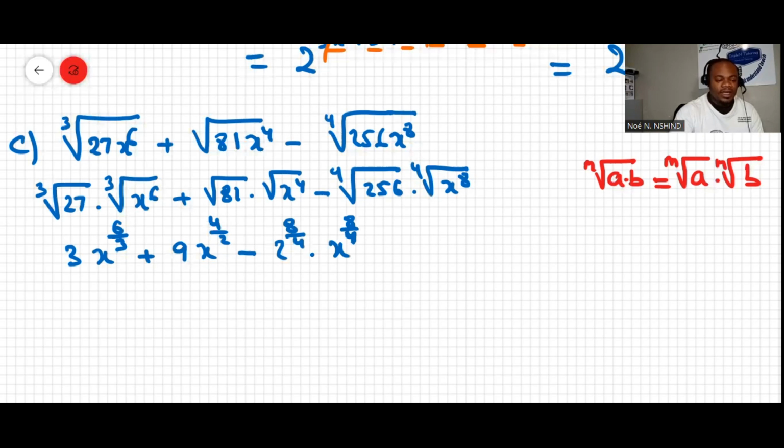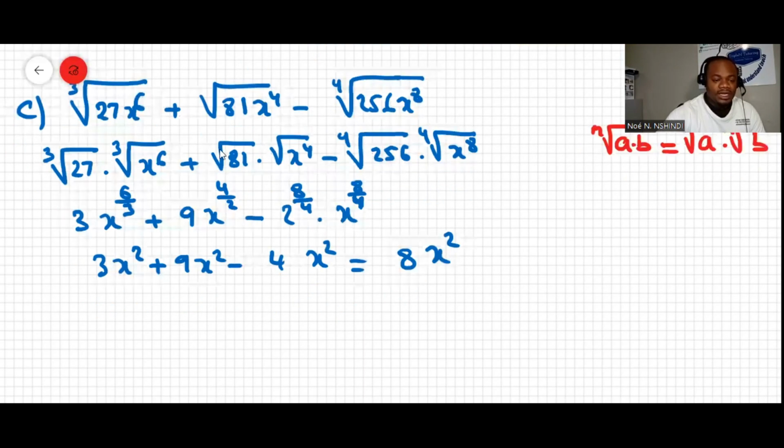So this makes 3x squared plus 9x squared minus, excuse me, not 2x squared, but 2 squared multiplied by x squared. So that makes 2 squared just 4. So now 3 plus 9 is 12, minus 4 is 8x squared. Okay, that was question C. Now we're going to do D.